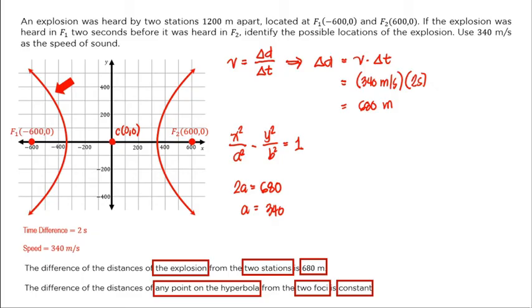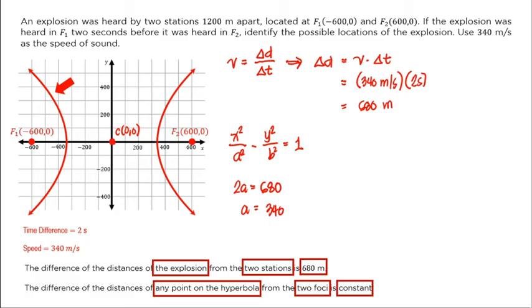So what's left now is the value of b. Okay? From the Pythagorean identity, b squared is equal to c squared minus a squared. So we can only solve for b if we have the values of a and c. A is already given, which is 340. So we need to solve for c.